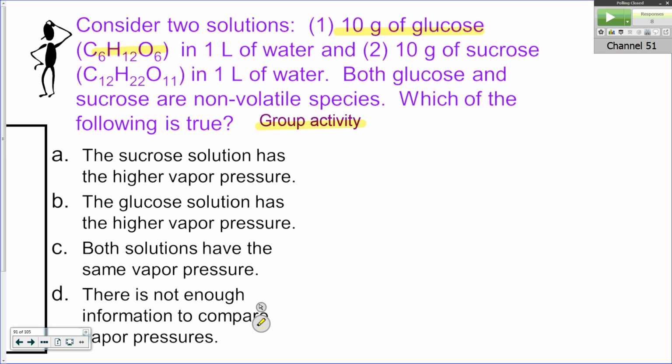The other solution has 10 grams of sucrose, which is what we call a disaccharide sugar. It's got 2 sugars put together, so it's a little bit bigger. It's C12H22O11, also in a liter of water. Both are non-volatiles, okay? Which of the following statements is true?